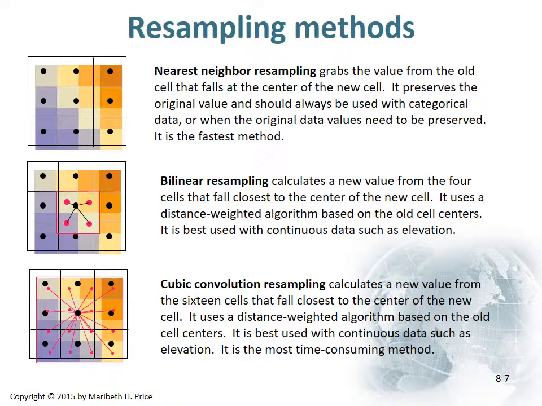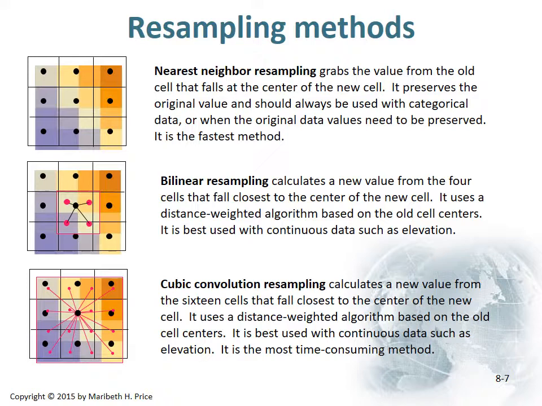Nearest neighbor is best for categorical or nominal level data, and what it will do is pick whatever is closest in the input raster to the cell center. So the cell center of the output grid, being the lower resolution result of resampling, whatever it's closest to in the input higher resolution data set is the value it will contain.